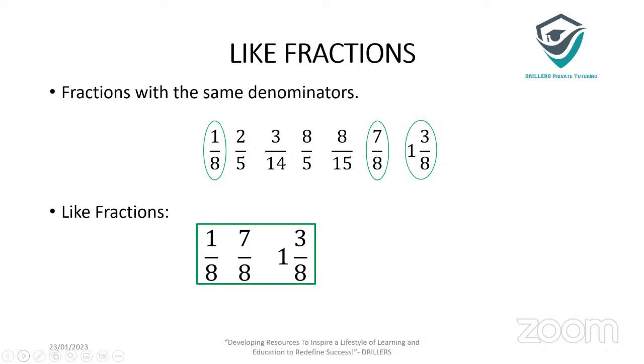So let's look at the second fraction we have on our list. We have 2/5. So like fractions will be any fraction that has a 5 as a denominator. If we look at the list, there's only one more fraction, which is 8/5. That's an improper fraction, but it's still a fraction that has the same denominator as 2/5. So 2/5 and 8/5 are like fractions.